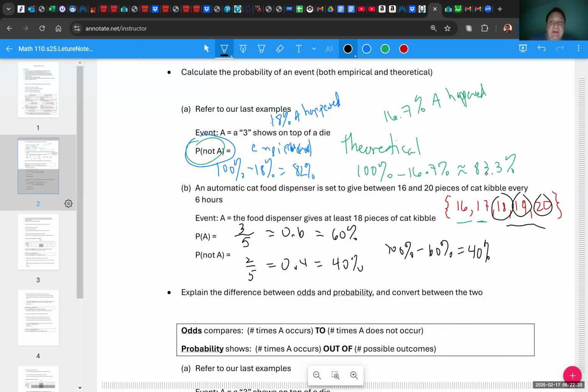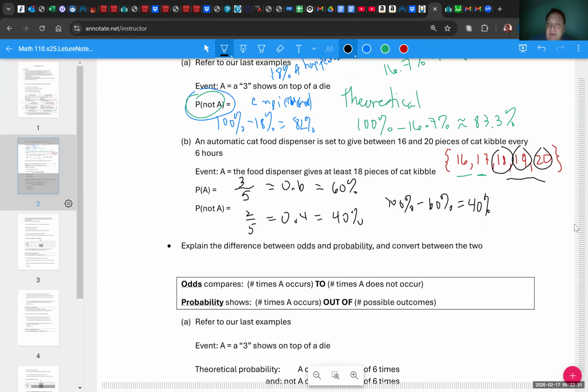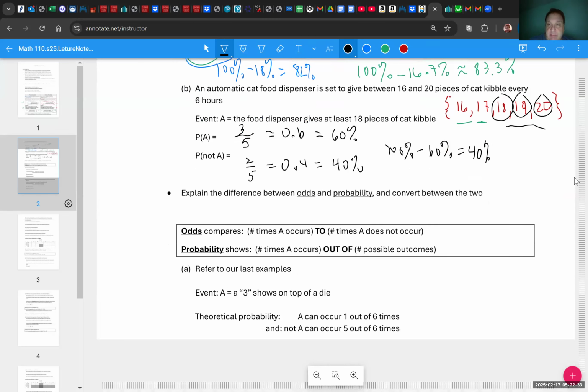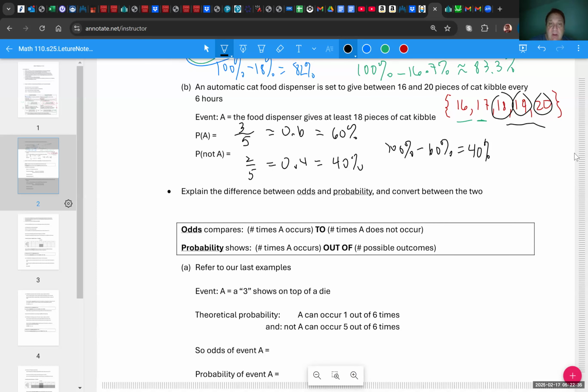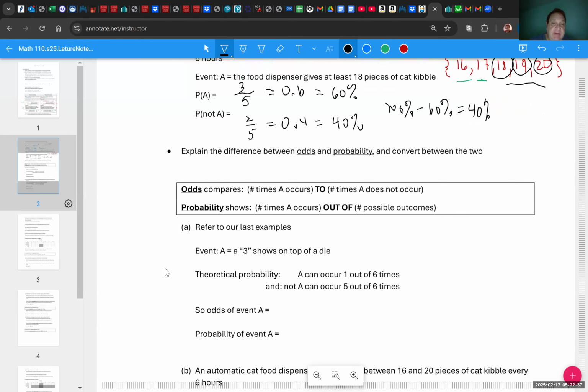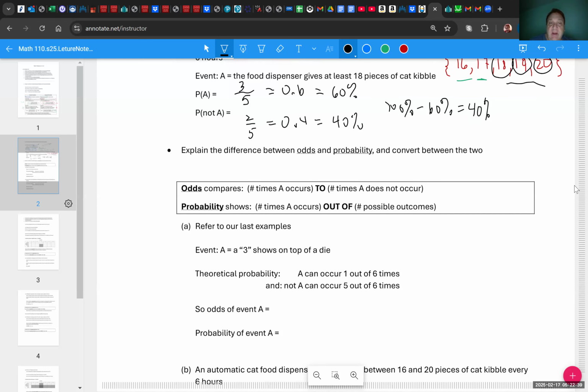All right, next up is to try to explain the difference between odds and probability. This can be a matter of confusion if you're not careful about what odds are measuring and what probability is measuring. Some people get them mixed up a little bit. So I have here a little box to give you something to focus on.